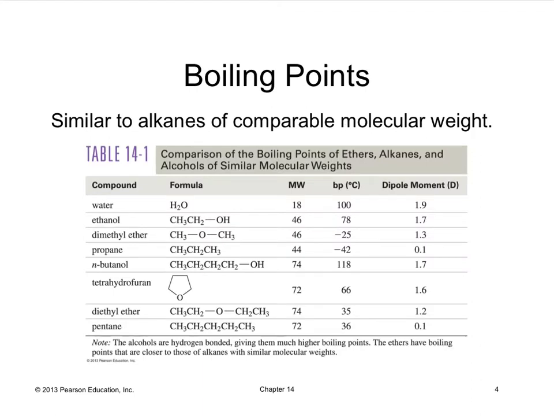For boiling points, they're similar to alkanes of comparable molecular weights. As an example, you have propane, which has a similar molecular weight to dimethyl ether. Shown here are the boiling points. In the case of pentane, which has a molecular weight of 72, diethyl ether would be similar. Again, the boiling points are similar here.